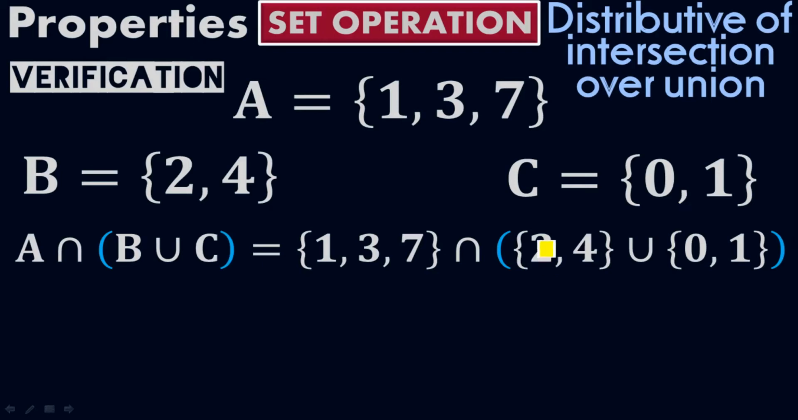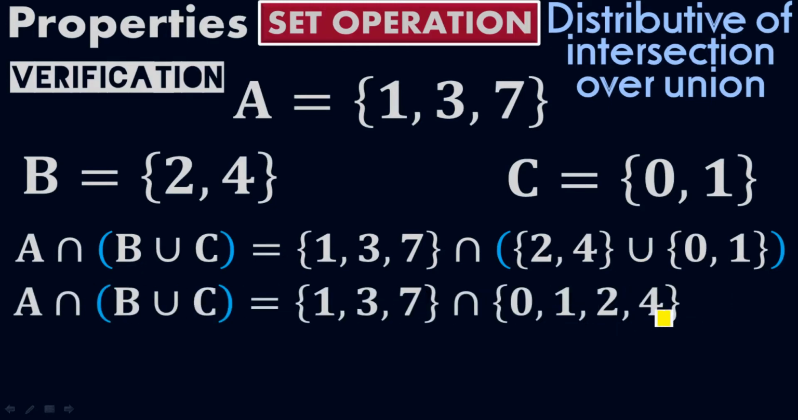First, take the union of these two sets inside the parentheses. The union of these two sets will be 0, 1, 2, 4. As we know, in union we take everything except the repetition of the elements. Is there any element which is repeating in both of these two sets? No, there is no such element. So we will take all the elements of both sets as the union set elements. So for B union C we have 0, 1, 2, 4.